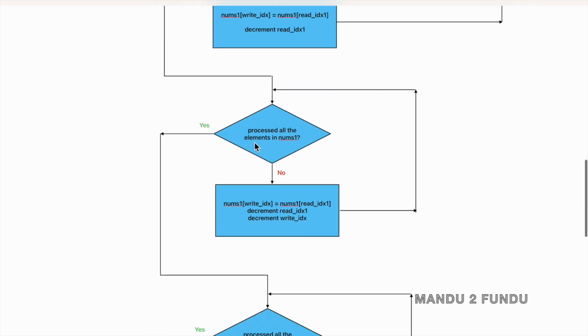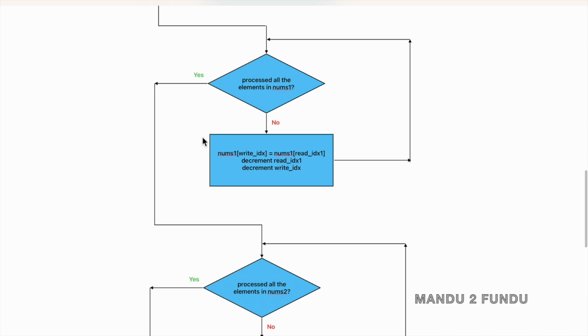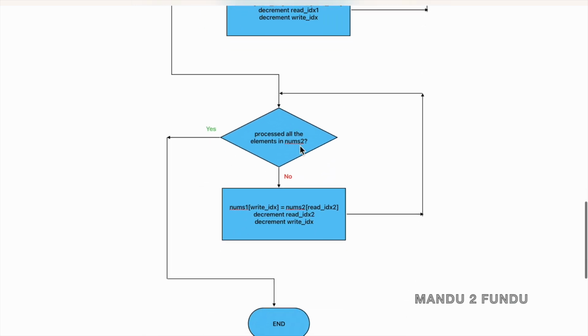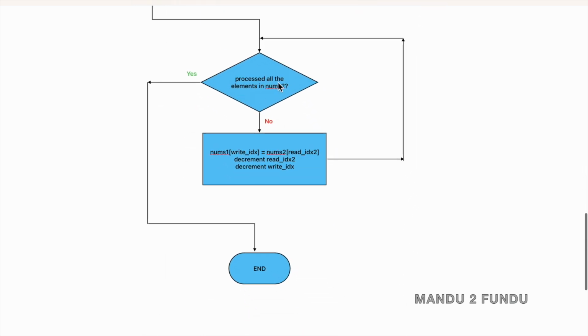After coming out of that loop, we have to process the remaining elements in one of the arrays. If the nums1 array has some elements, then we read those elements and write them into the final position, and then we decrement read index 1 and the write index. We do the same thing for the nums2 array. If there are any leftover elements, we copy them, and once that is done, we come out and return.